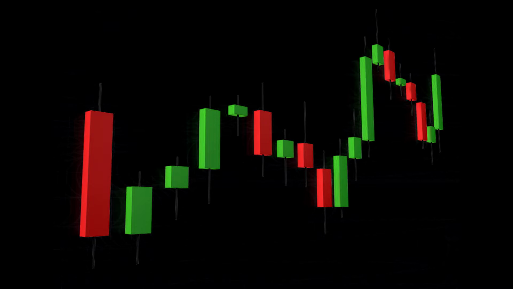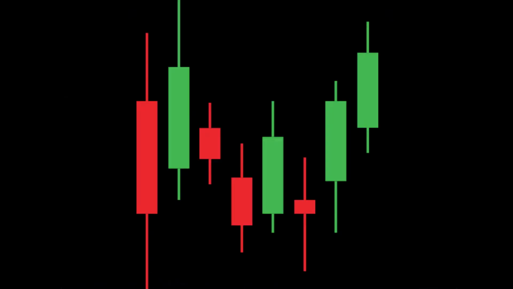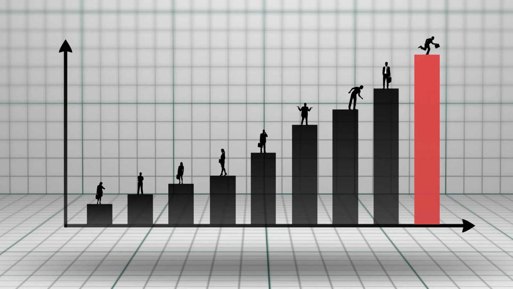The open and close prices for the candle's time period are displayed in the candle's body. The wicks are the lines that extend from the body's top and bottom. The asset's highest and lowest prices during the trading frame are represented by these.